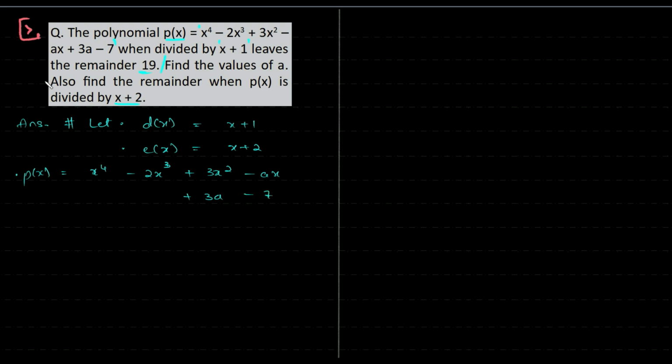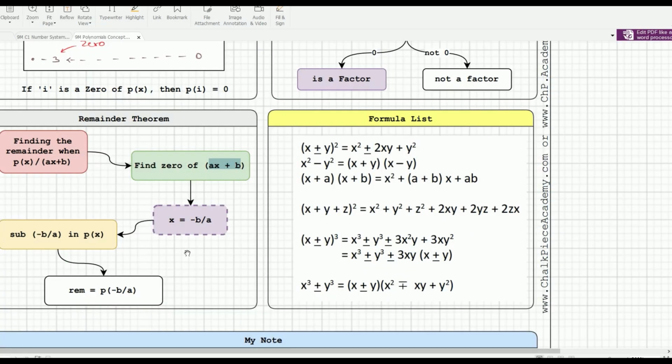Okay, good. Now the thing is, the remainder when p of x is divided by d of x, correct? That's what they're telling, is equal to 19. And with this we need to figure out the value of a. So what theorem do we have to use? Yes, we have to make use of the remainder theorem. So figure out the 0 of the divisor, substitute it, and you'll get the remainder.